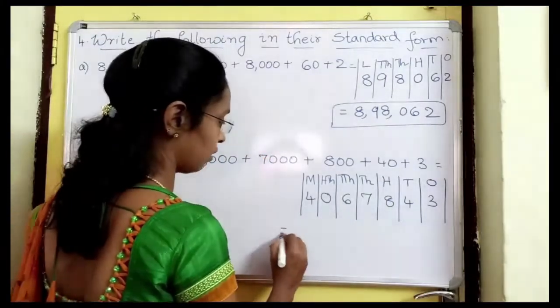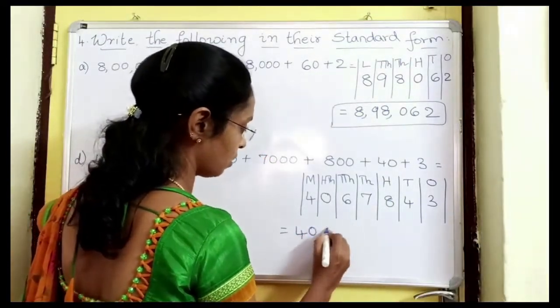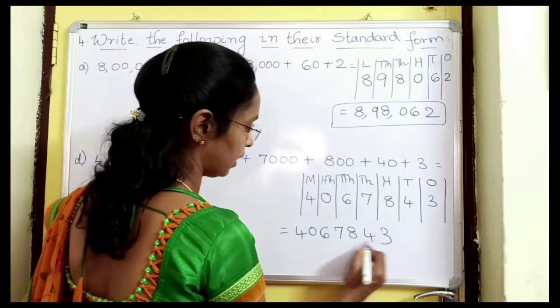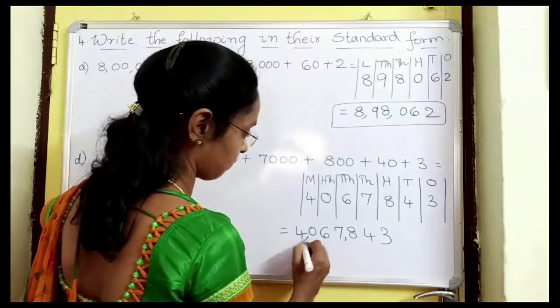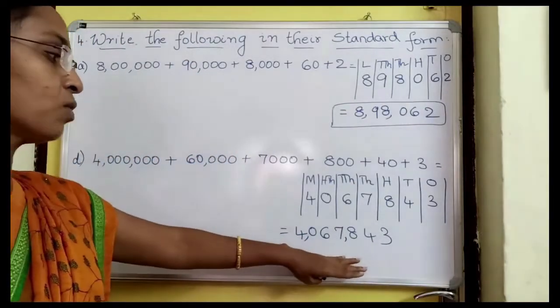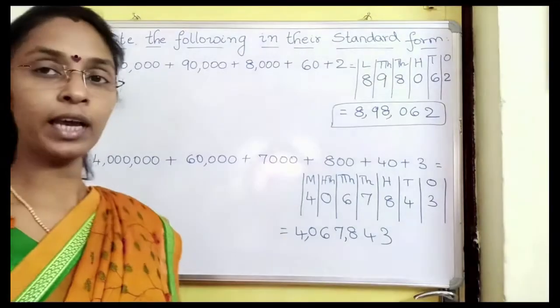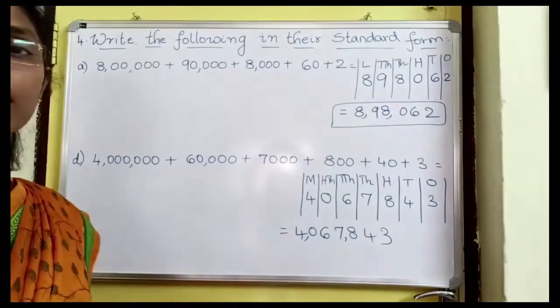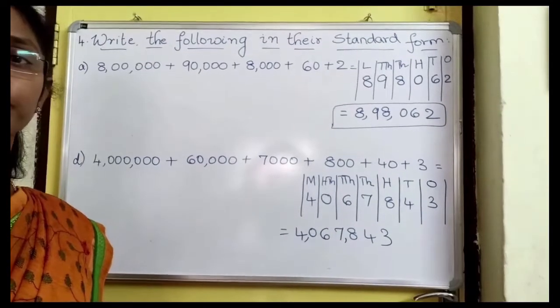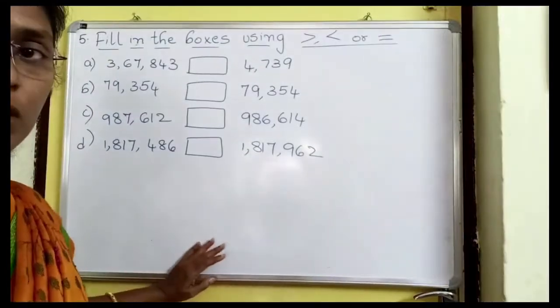Now, what is the standard form? Write them: 4, 0, 6, 7, 8, 4, 3. Now place the commas and read the number: 4,067,843. This is how you write the standard form of the given number. Okay, children? This is our next question.